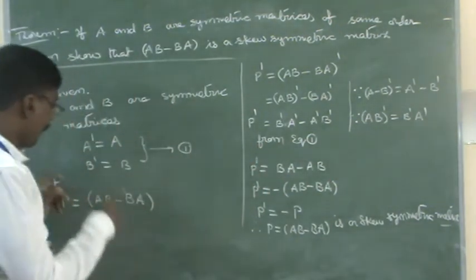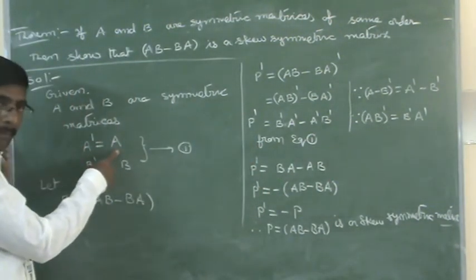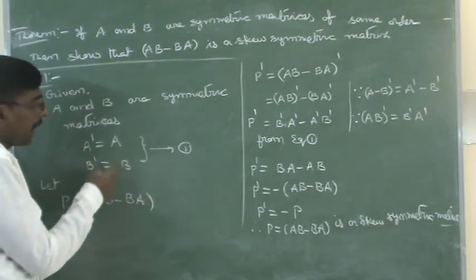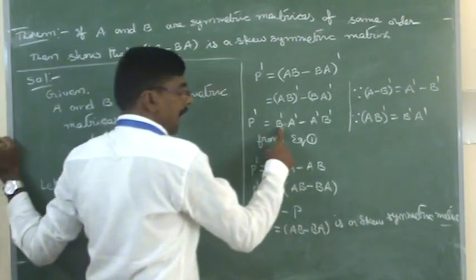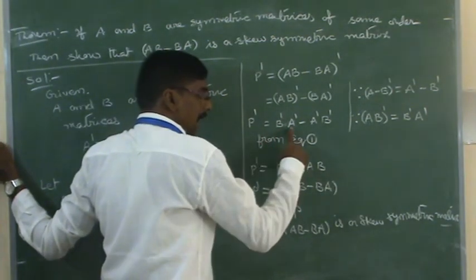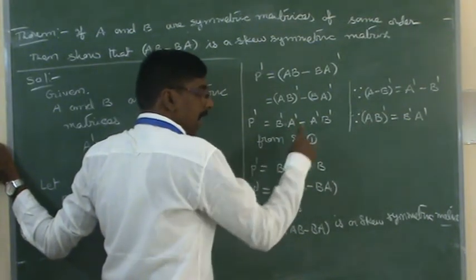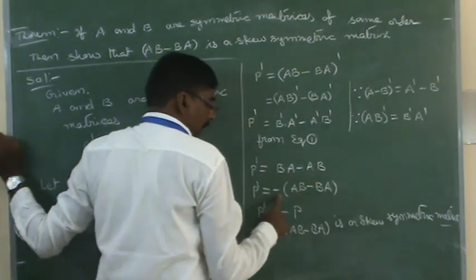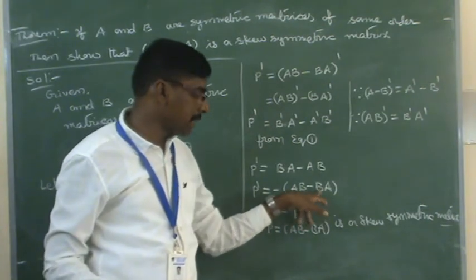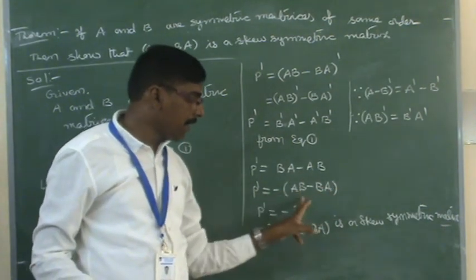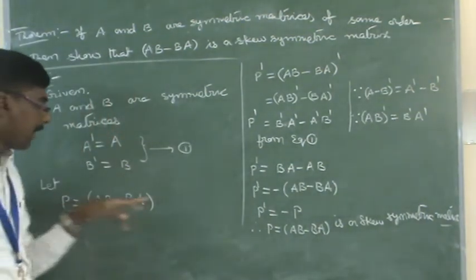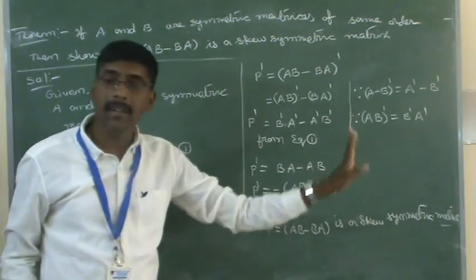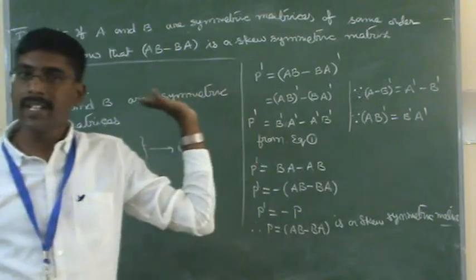Up to here, okay? Now, from equation number 1, what is equation number 1? A transpose we replace with matrix A, and B transpose we replace with matrix B. Why? Because A and B are symmetric matrices. So B transpose I replace as B, and A transpose I replace as A. In between we take the common minus outside. It becomes AB minus BA, and AB minus BA is matrix P. So P transpose is equal to minus P. Therefore P is a skew symmetric matrix. Hence it is proved. Very easy theorem.